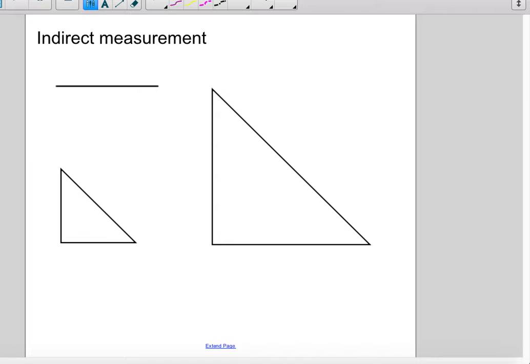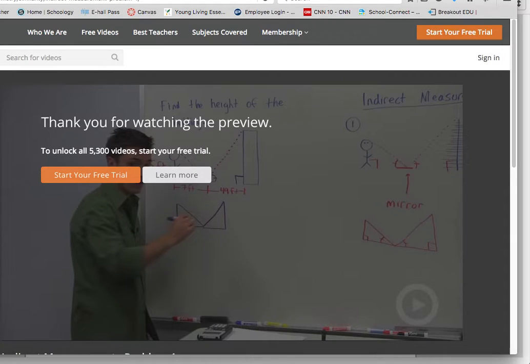The other situation where we're going to use indirect measurement with similar triangles is a sun model. And let's take a look at what that might look like in another video.